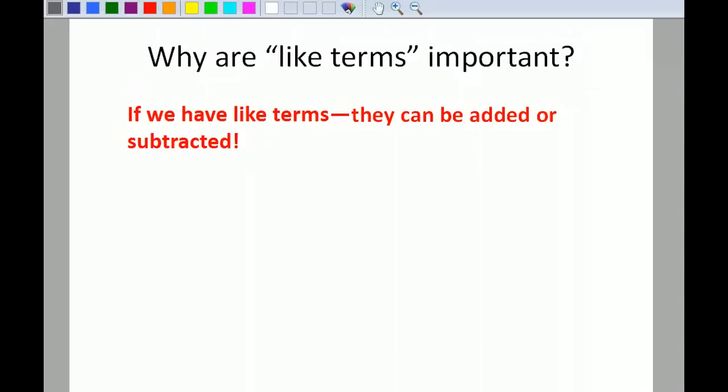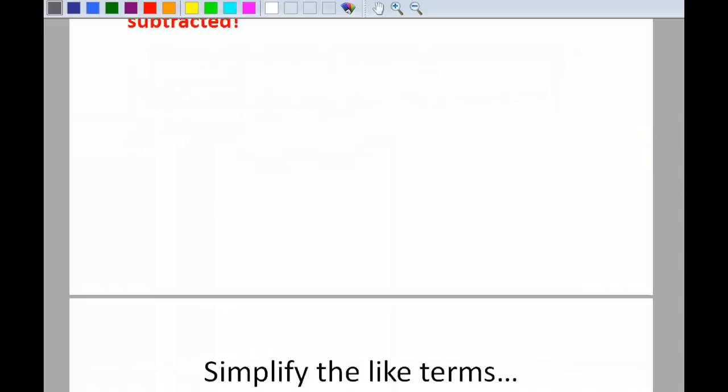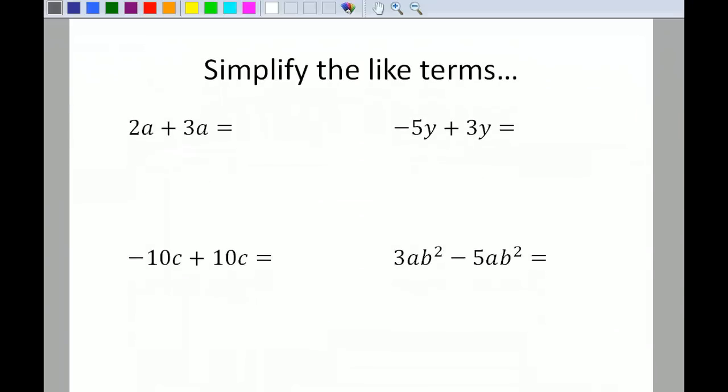Now, why are like terms so important? Because if we have like terms, we're going to have the ability to add and subtract them and simplify our expressions. So let's go ahead and simplify these like terms together. Okay, 2a plus 3a. Okay, a and a, like terms. So now I'm just going to use my basic rules of addition or subtraction. 2a plus 3a, I'm going to add my coefficients. Remember, coefficient is the number that's in front. 2 plus 3 is 5, so I have 5a.